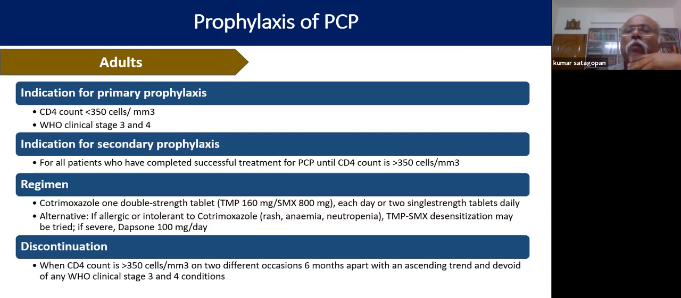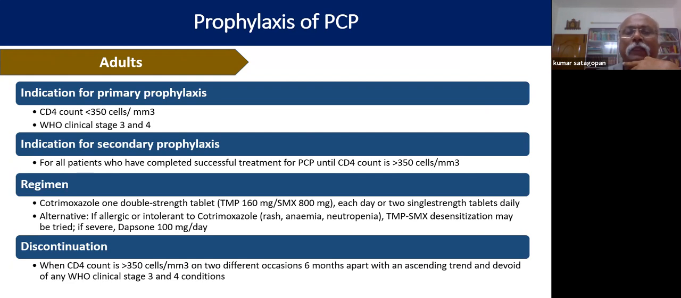So we have to give treatment. Prophylaxis is very, very important, particularly in the respiratory system. First is primary prophylaxis: for CD4 less than 350, or WHO staging 3 and 4, we are going to give it to prevent PCP. Then we also prevent the incidence of malaria, minor diarrheal disorders, minor respiratory disorders, and toxo. All these 5 will be prevented by a simple cotrimoxazole.